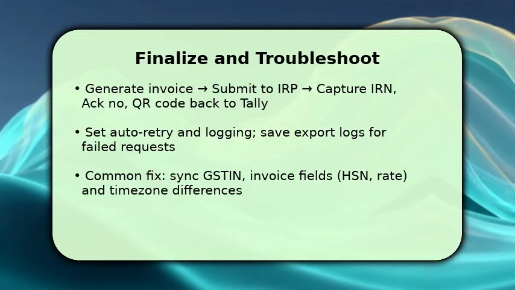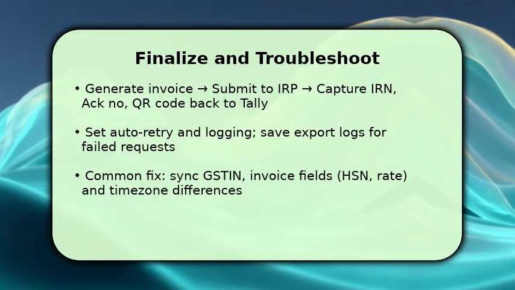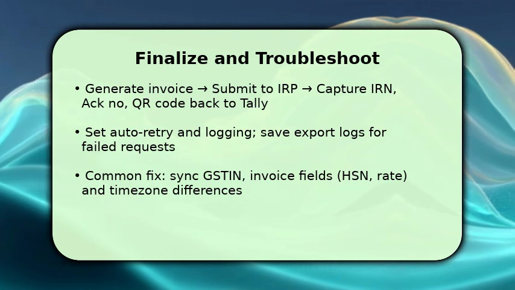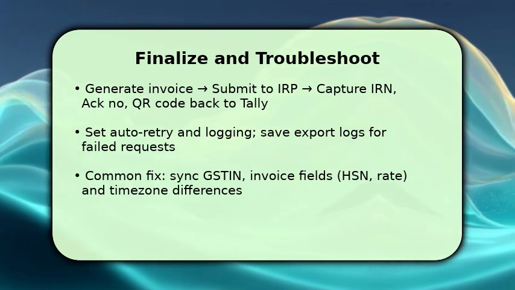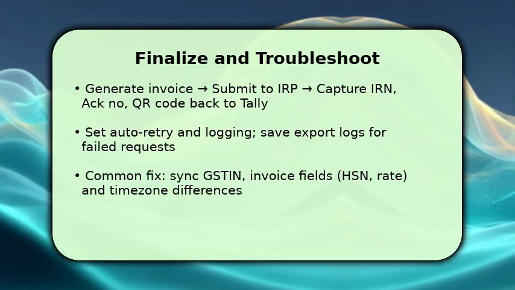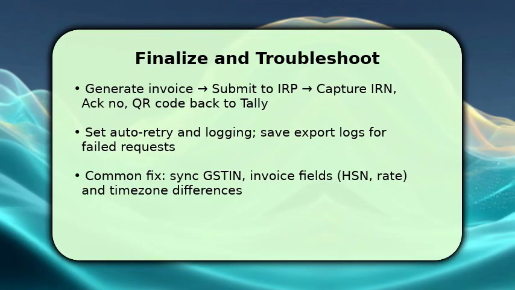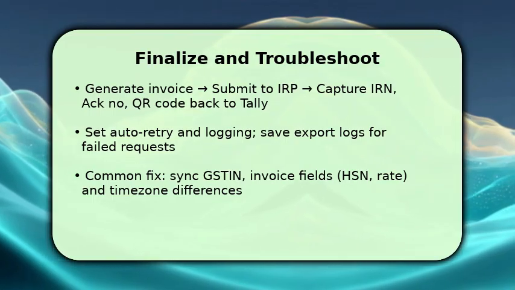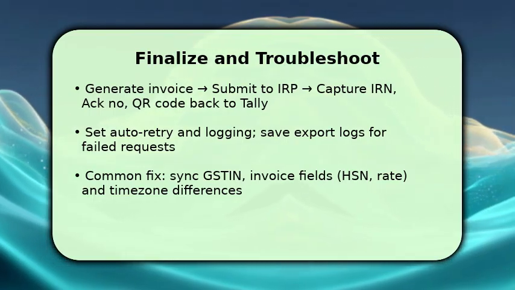If something goes wrong, common fixes include verifying GSTN format, HSN, and tax rate fields, and ensuring invoice date/time matches time zone expectations. If the IRP rejects a payload, consult the error log, correct the fields, and resubmit the single invoice.